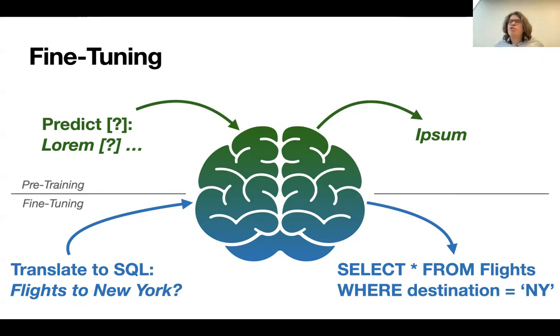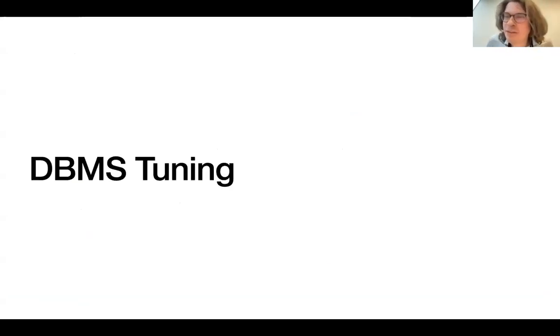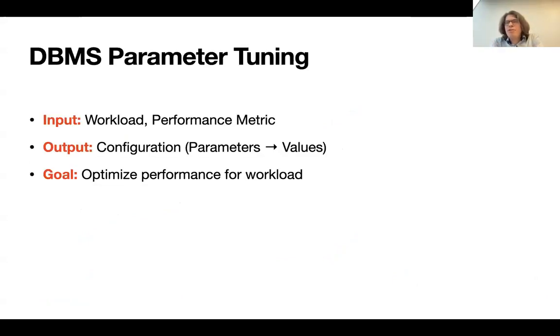Now, I'm proposing to leverage this kind of technology for the domain of database management system tuning. So for clarification, what I mean by that in the following is we are given an input, a workload to optimize, and a performance metric such as latency or throughput according to which we want to optimize. The output of database parameter tuning is a configuration, which means a mapping from database system parameters to specific values. And our goal is to find a configuration that maximizes the performance metric for the given workload.